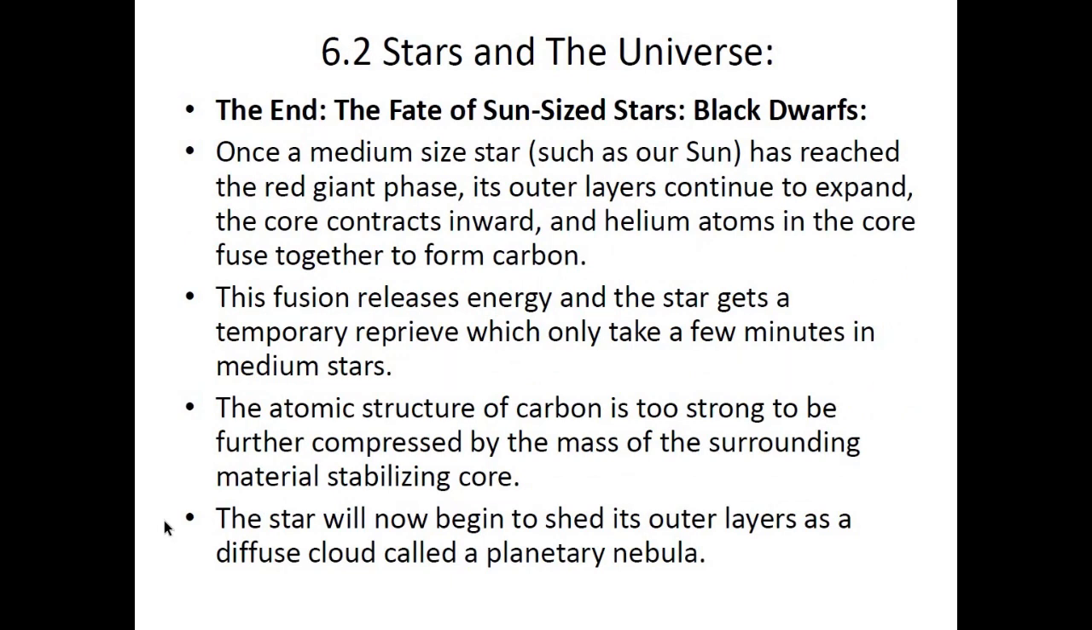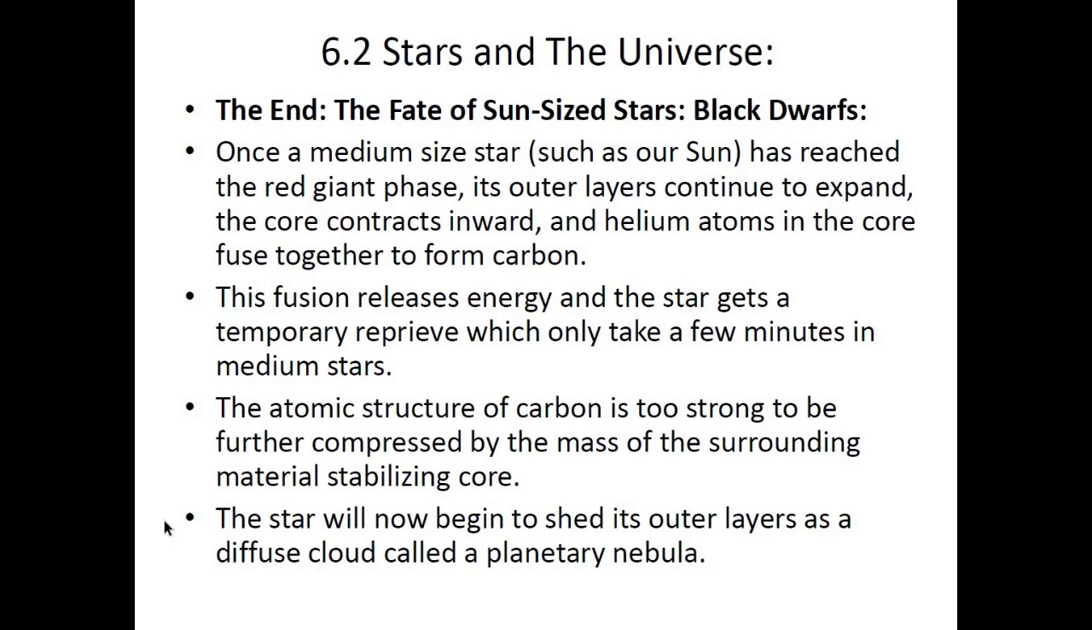The fate of a sun-sized star: once a medium-sized star such as our sun has reached the red giant phase, the outer layers continue to expand and the core contracts inward. Helium atoms in the core continue to fuse together under the immense pressure and heat, turning into carbon atoms. This fusion releases a lot of energy, and the star gets a temporary reprieve. It starts to glow again and emit heat again, but this stage is only short-lived, and for a medium star it lasts for only a few minutes, not more than that.